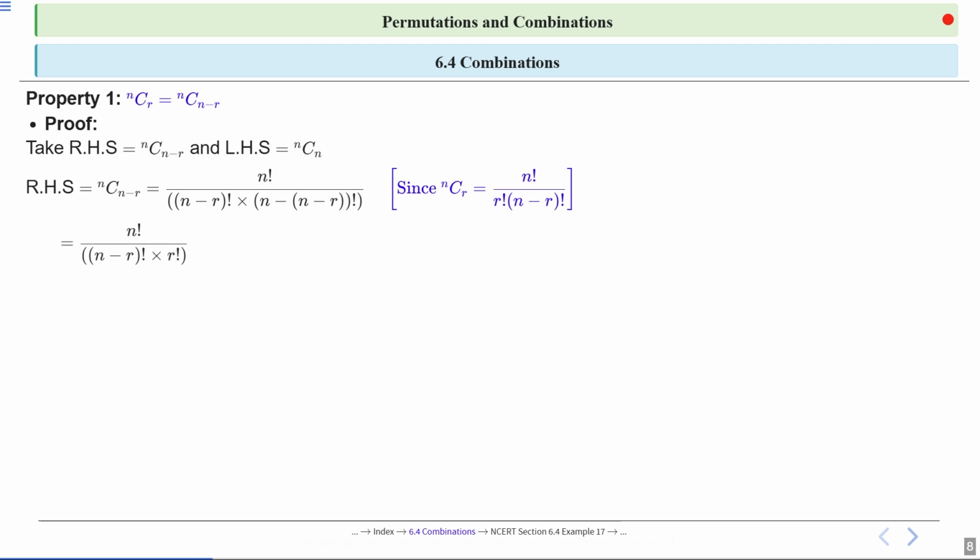And we are simplifying, and it gives us RHS equal to n factorial upon (n minus r) factorial times r factorial. And this is equal to simply nCr. Okay, and this is equal to LHS. So we obtain here RHS equal to LHS, which was our desired result. Okay, so therefore nCr equals nC(n minus r).